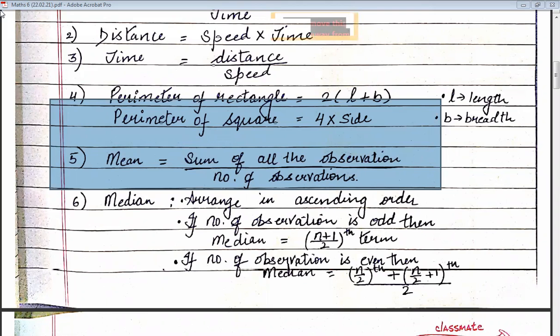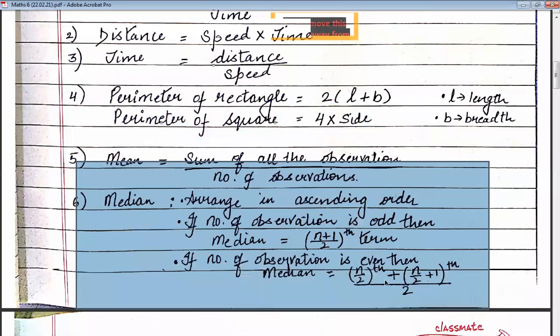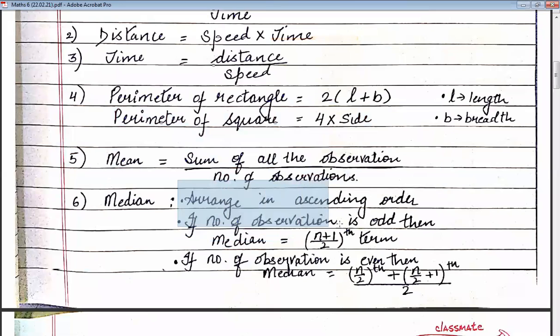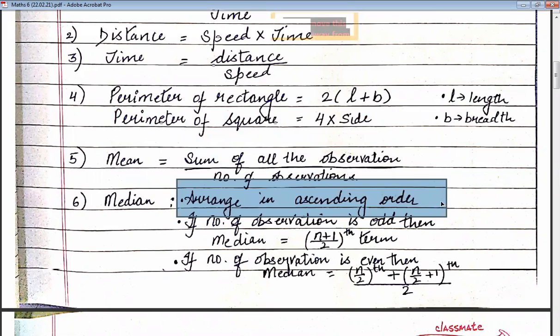Now the sixth one is median. Now children, this formula is very important. Median is again a single value which represents whole data, and median is the middlemost value of the information. So now there are ways to find the median. First step is to arrange the given information in ascending order or descending order.